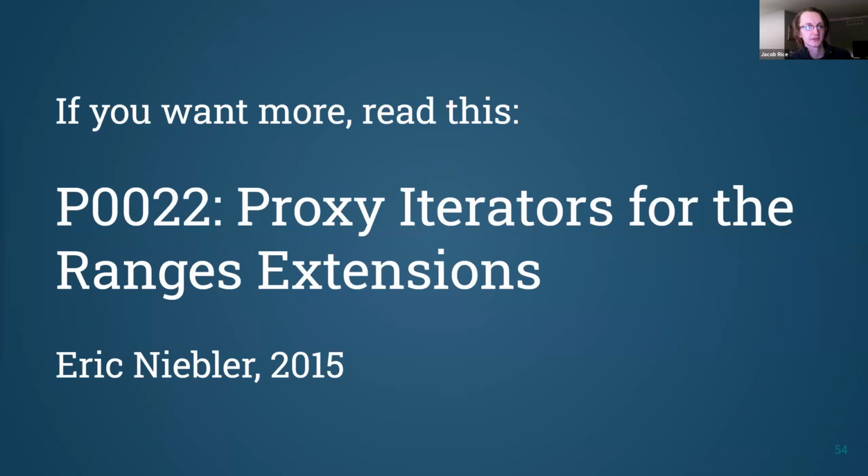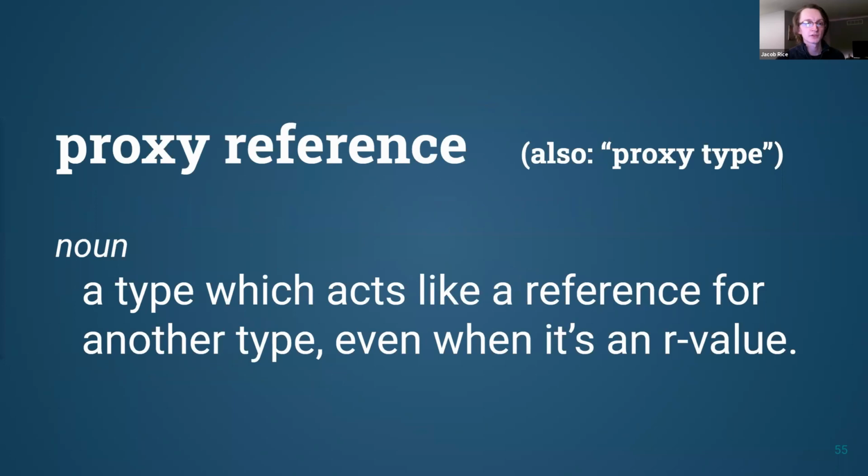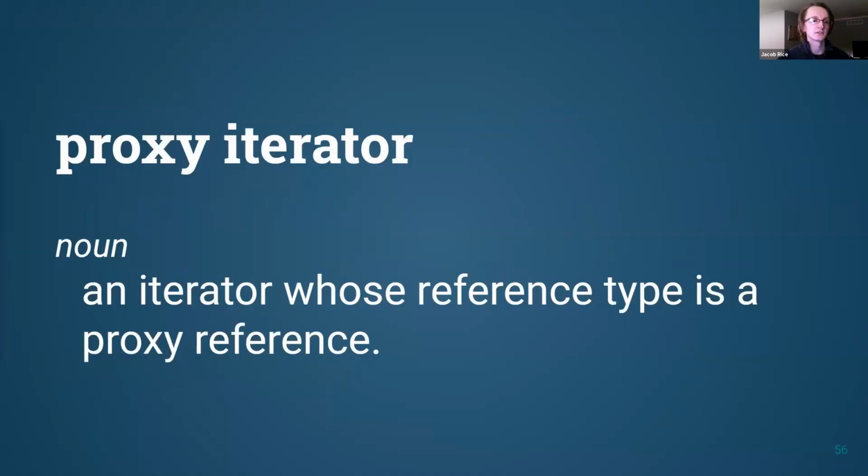And if you're interested in more about this, the P0022, which introduced the proxy iterator requirements to the ranges library, has most of this content. So a proxy reference or a proxy type, maybe even a proxy class, is a type that acts like a reference for another type, even when it's an R value, okay? We've seen this, it makes some amount of sense. A proxy iterator is an iterator whose reference type is a proxy reference, okay? I'm going to use proxy iterator more often, probably.